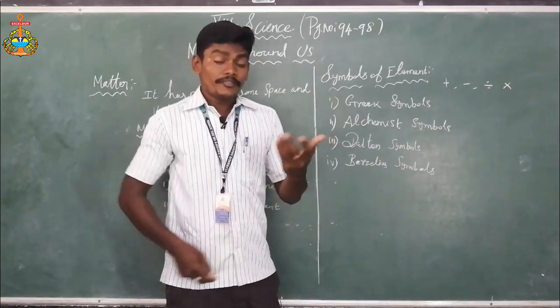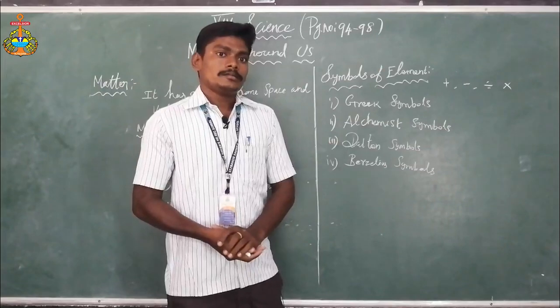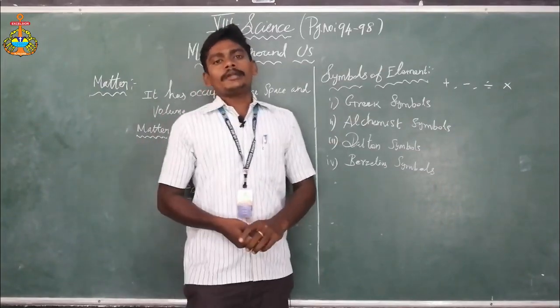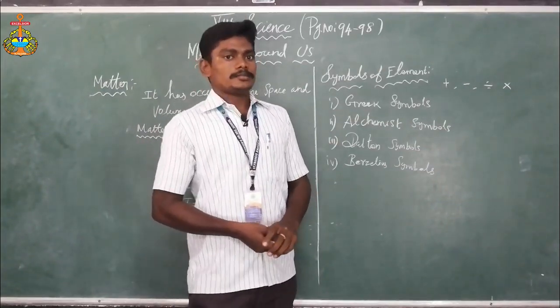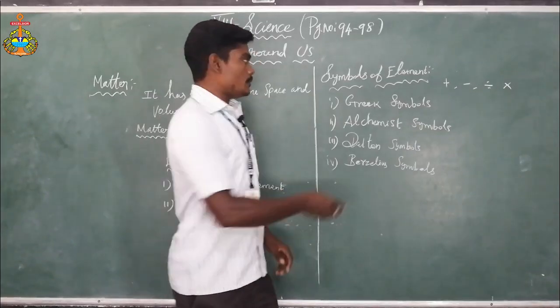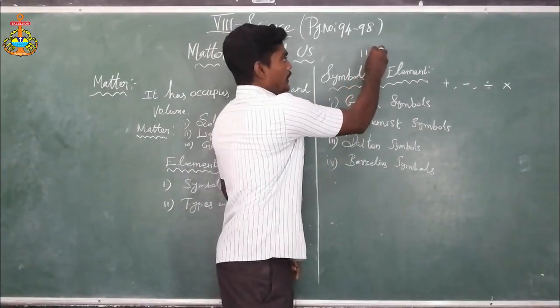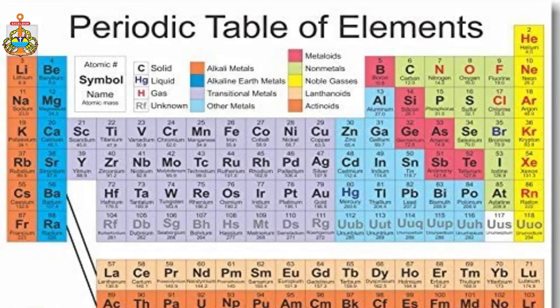Before that, what is an element? We normally have around 118 elements.